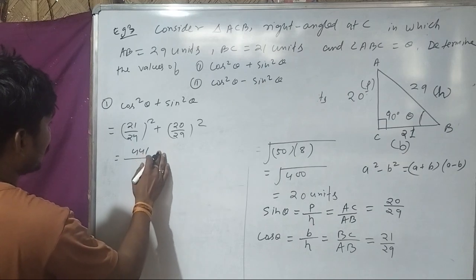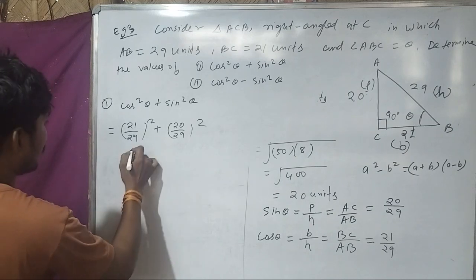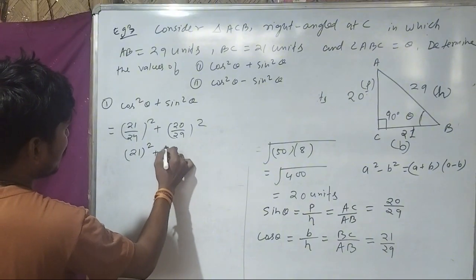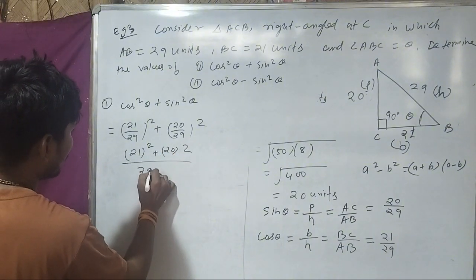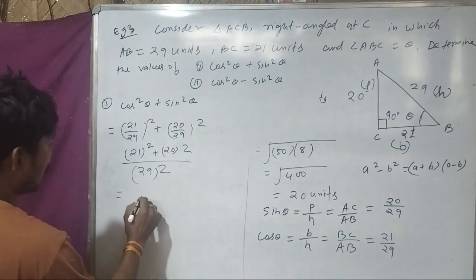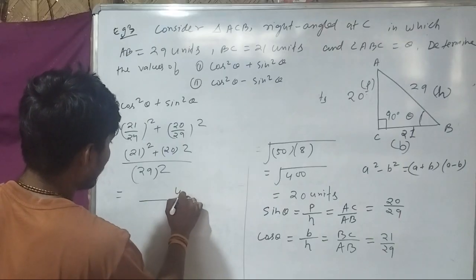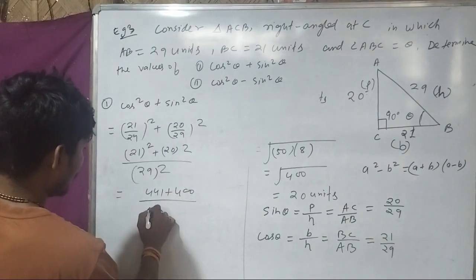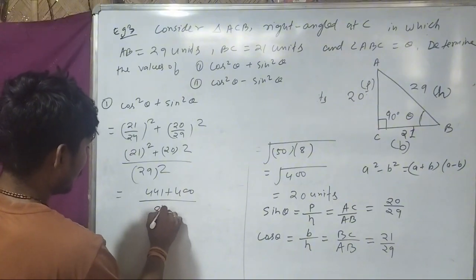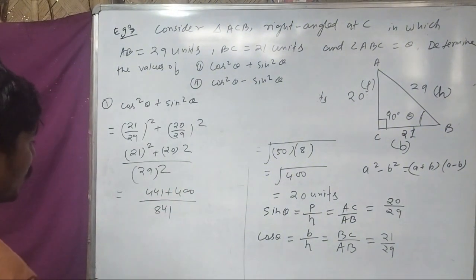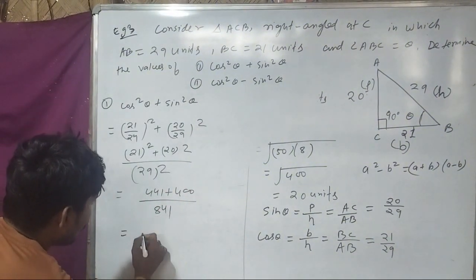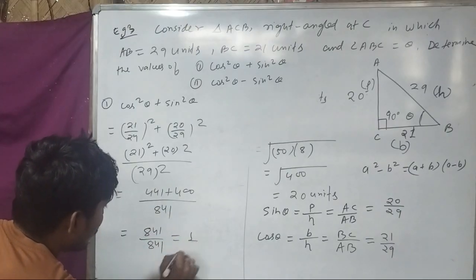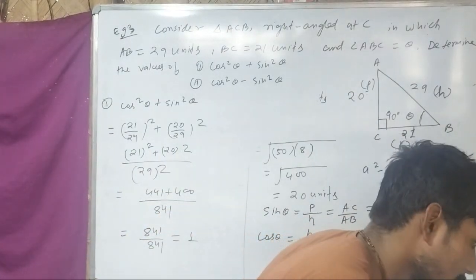21. So I will write like this: 21 square plus 20 square divided by 29 square. So 20 square is 400 and this is 441. So this will be 841. 29 square, we know, will be 841. So it will be 441 plus 400, 841 by 841. Your answer is 1. Okay, I hope it is right. Yes, definitely it is right.